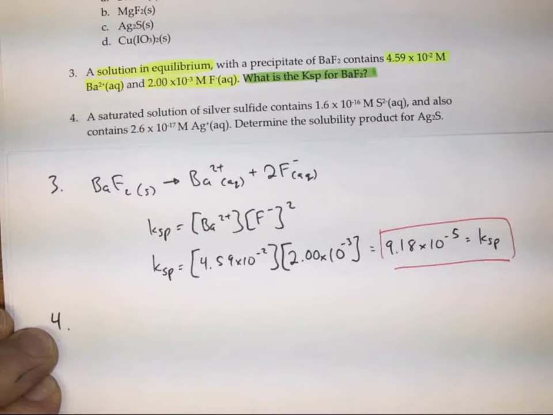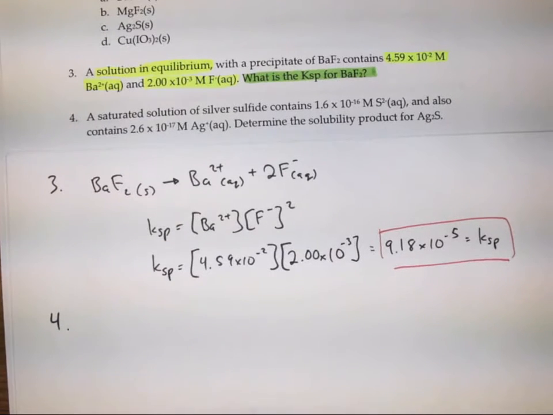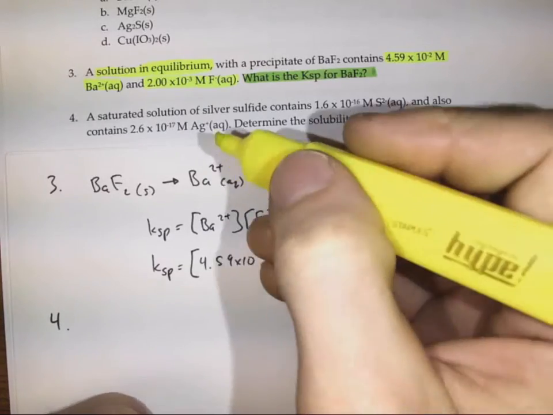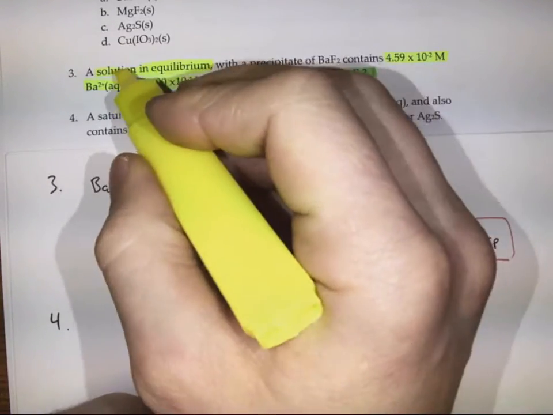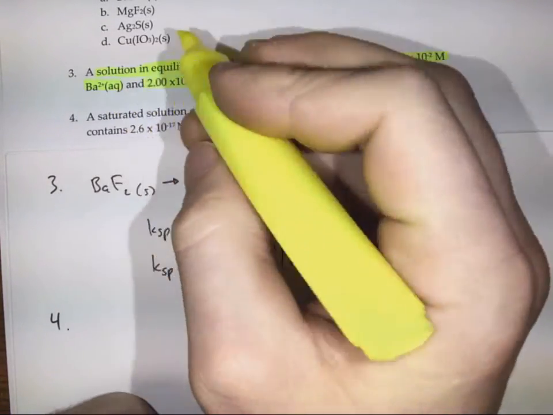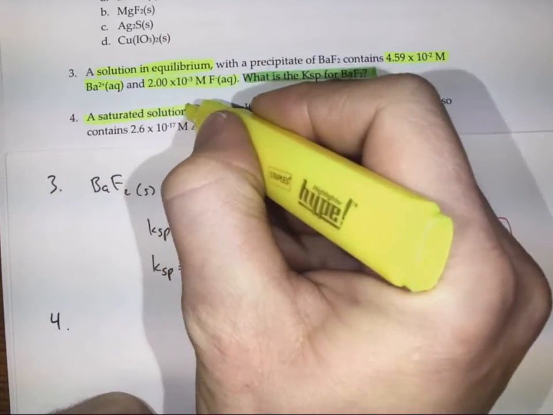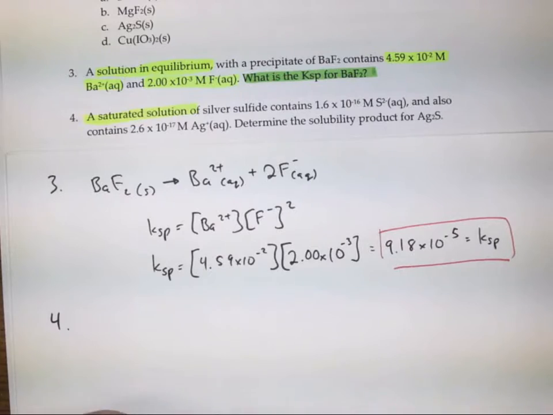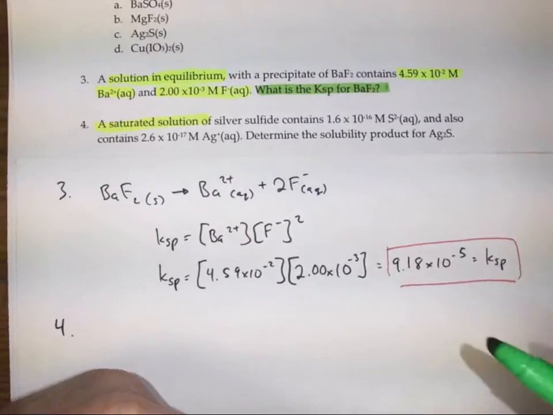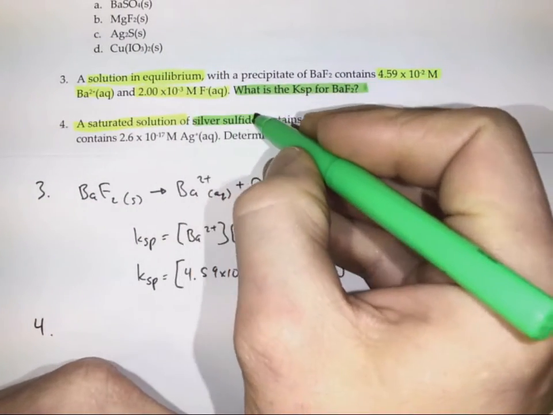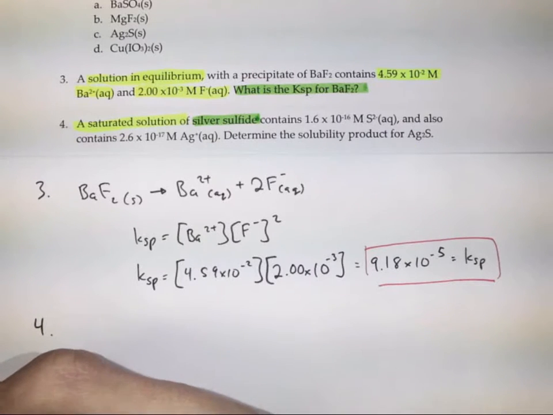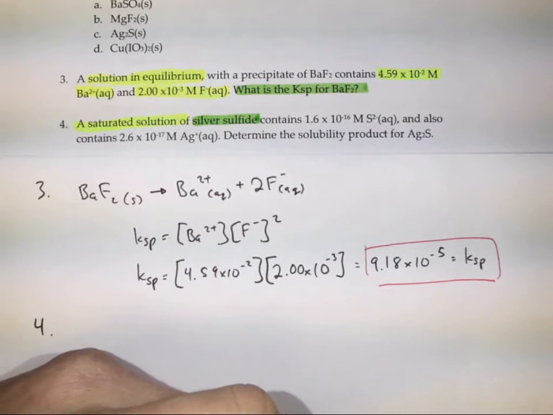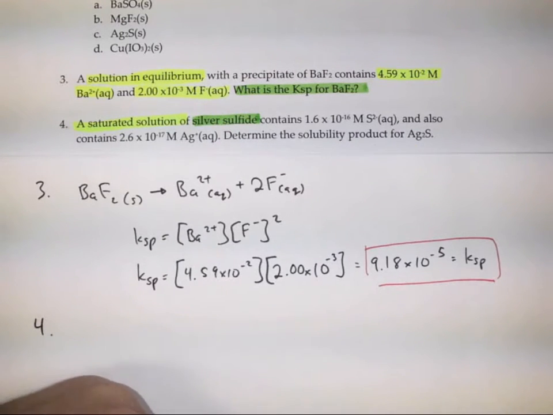So question 4, last question, says a saturated solution of silver sulfide. So notice the last question said a solution in equilibrium, and this one says a saturated solution, but those mean the same thing. All right, we've got silver sulfide, so we're going to need to figure out a way to write that. A lot of silver in this unit, I noticed.